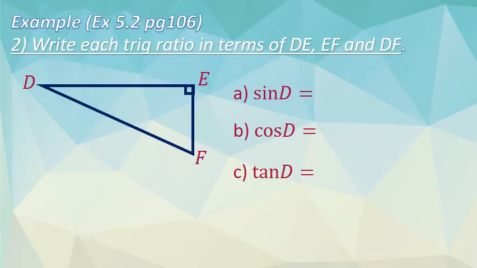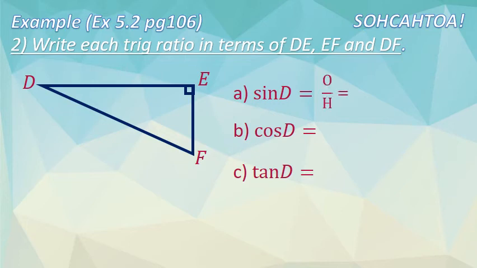Right, moving on to an example. If we need to write each trig ratio in terms of DE, EF, and DF, we need to have a look at the angle from which we are working. Look at part A, sine D. That means you need to pretend that theta that we covered in the previous slides is there at the vertex D. First things first, remember Sokotoa. Sine is opposite over hypotenuse, cos is adjacent over hypotenuse, and tan is opposite over adjacent.